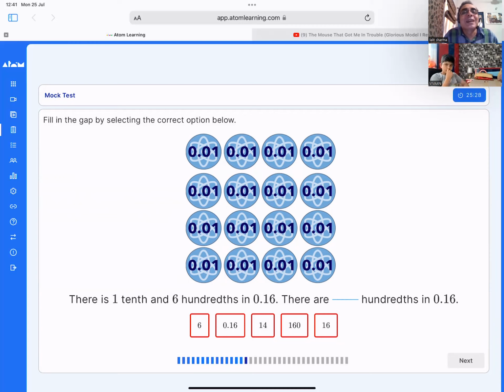Okay, now next question. Fill in the gaps by selecting the correct options below. There is 1/10, 1/10, and 6/100 in 0.16, because 1 by 10 and 6 by 100, you understand that very easily. So there are dash hundredths, 1/100, in 0.16. Yes, 16 is the answer. Okay. There's 1/10. Mm-hmm. You count the rounds. Okay.